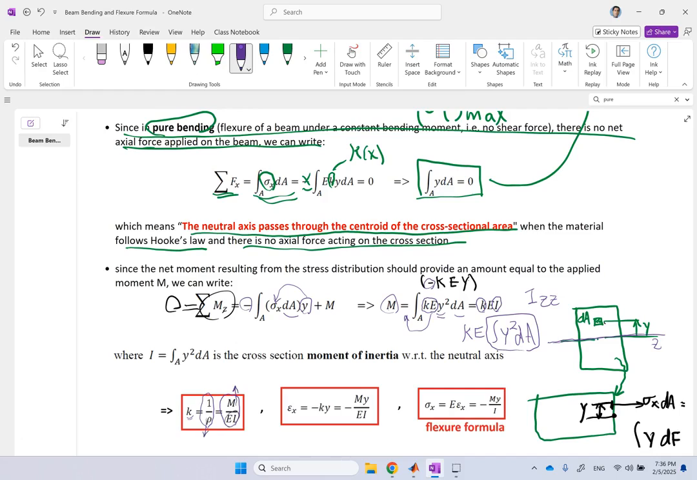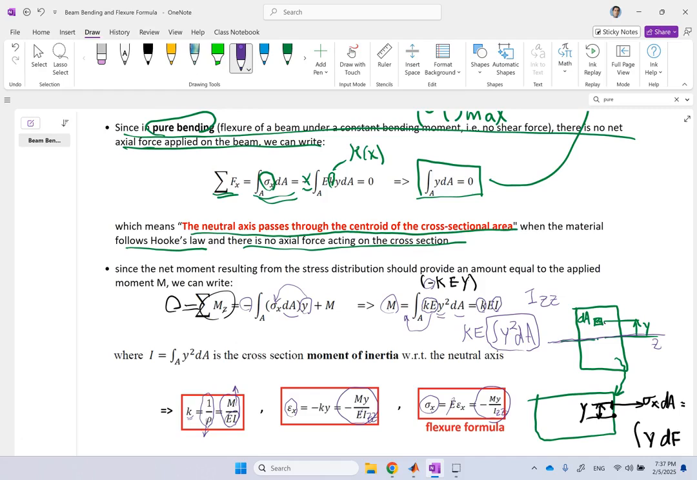Now epsilon, the strain, was what? It was negative K times y, so I replace K, so the strain is going to be negative My over EI. And stress was E times that, so if you multiply this by E, that E and this E would cancel. The normal stress is going to be negative My over I. Again, what I? I of Z, Z, I about the neutral axis of the cross section.